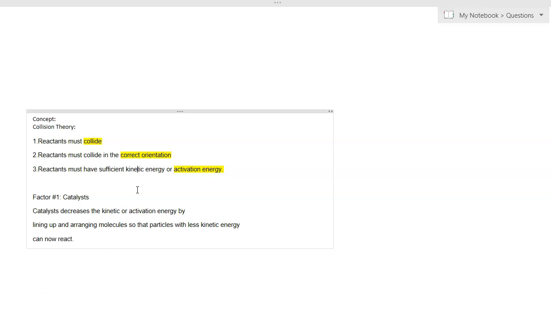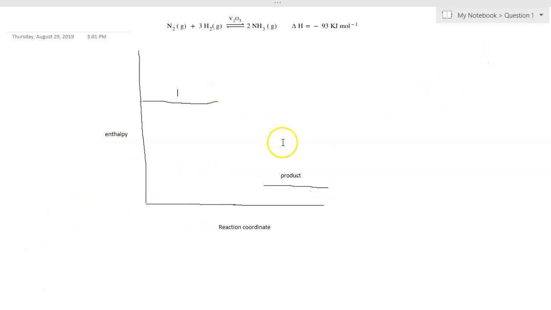So let's draw this energy diagram. Okay, so first we cannot forget to label our axes. The x-axis should be the reaction coordinate, and the y-axis enthalpy.